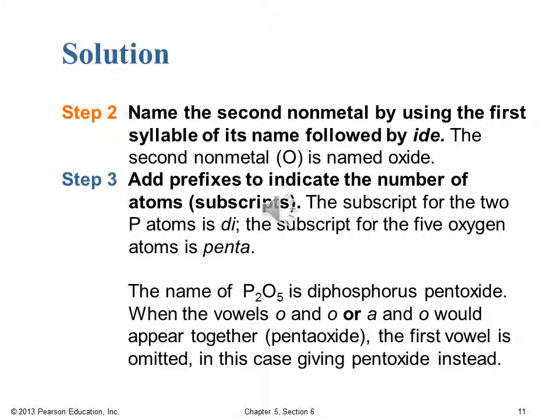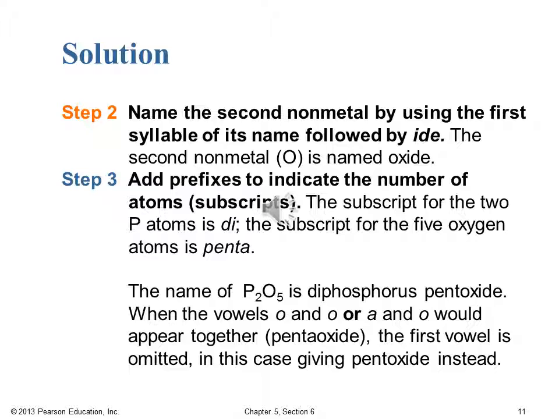And notice how we didn't say pentaoxide. When we have those vowels that come close to each other, either an O or an A from the prefix, and then most commonly we'll deal with oxygen and oxide, so we get that other O, we omit that first vowel. So we get rid of the A, and instead of saying pentaoxide, we say pentoxide. Okay, so hopefully this went really well, diphosphorus pentoxide.